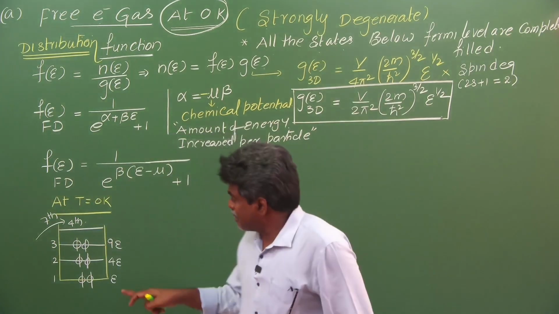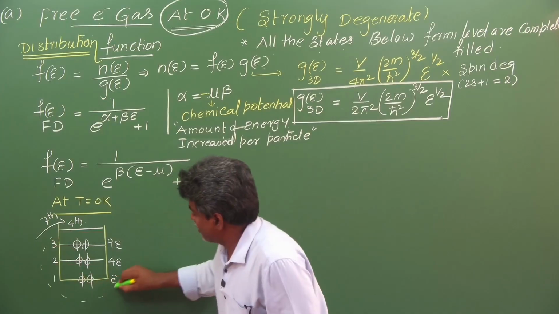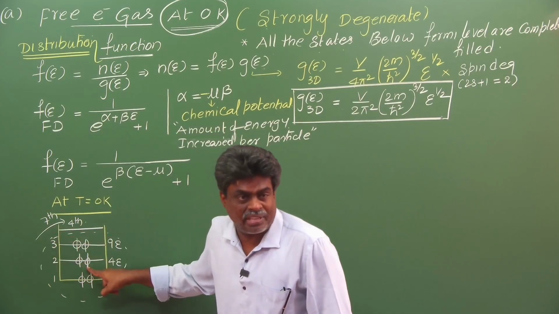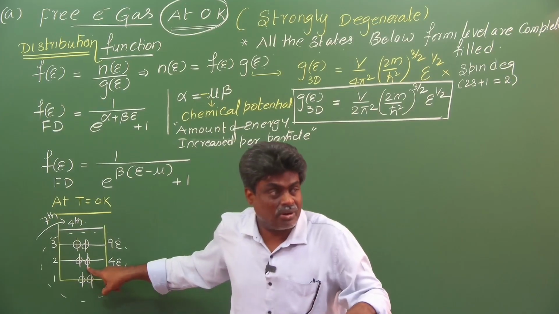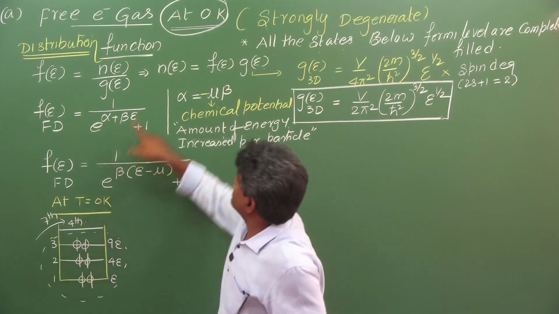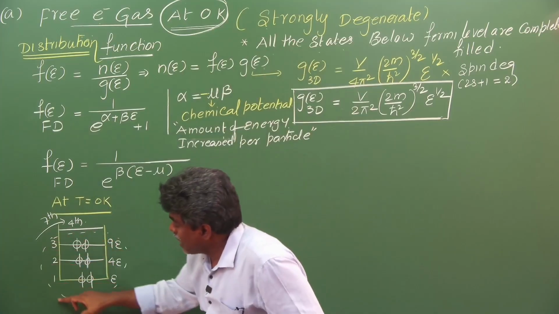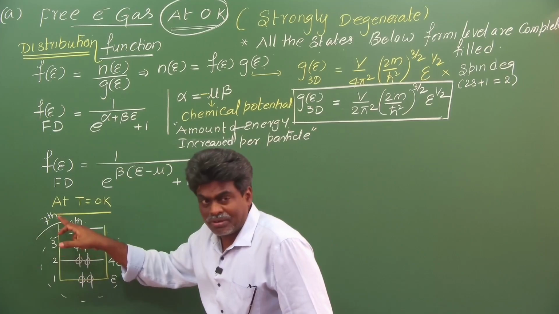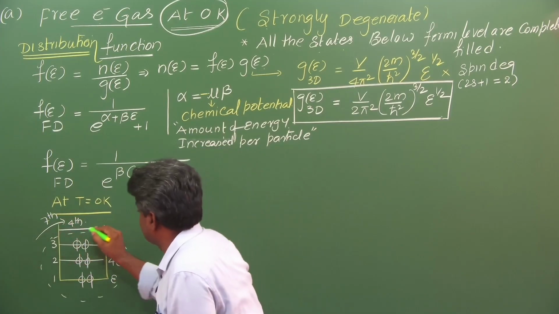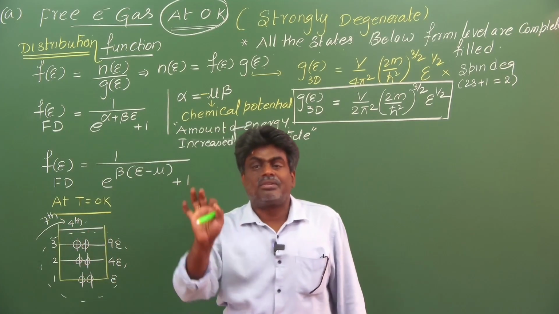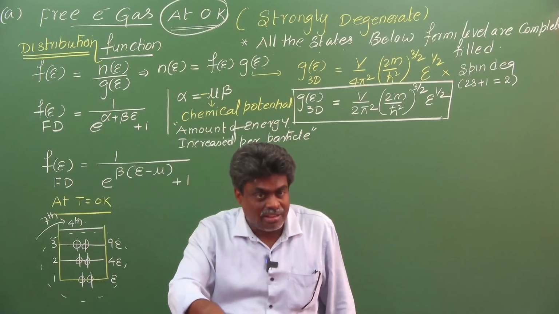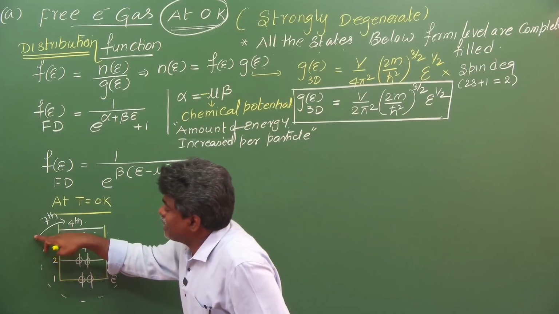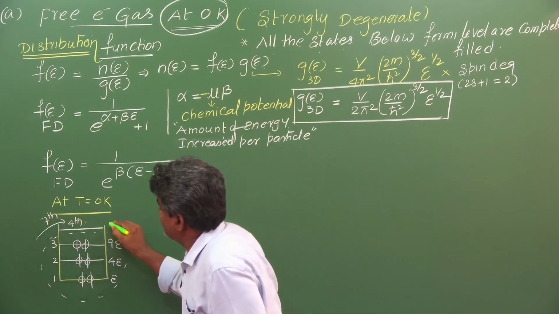Because your system is strongly degenerate. If there is any vacancy here, it will come and occupy that vacancy; that system is called weakly degenerate. But here, levels 1, 2, 3 are completely filled. Then the new electron will enter into which state? That fourth state is called the Fermi level. Now this 7th electron is going and occupying the 4th level.